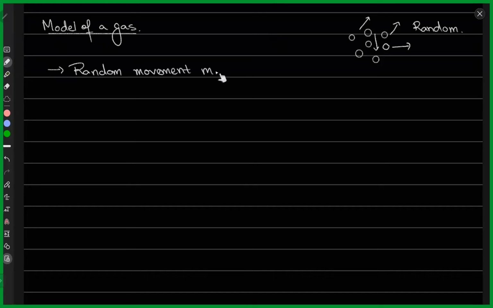Now let's talk about the structure of these molecules. We'll imagine these molecules to be small spheres. So these are spherical in nature, and we'll consider them as unbreakable. So you cannot break them into their parts.